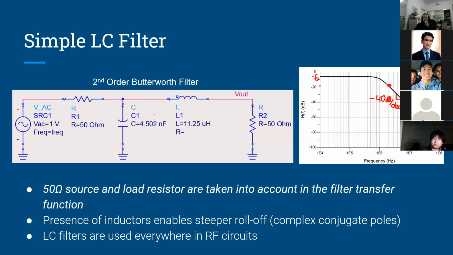But the main thing about LC filters is that they take into account the load resistance in the design of the filter. So unlike the RC filter, which doesn't really take into account the load resistance, and you kind of finagle it to work correctly if you add the load resistance, with LC filters, the design assumes you have some resistance that's loading it down.